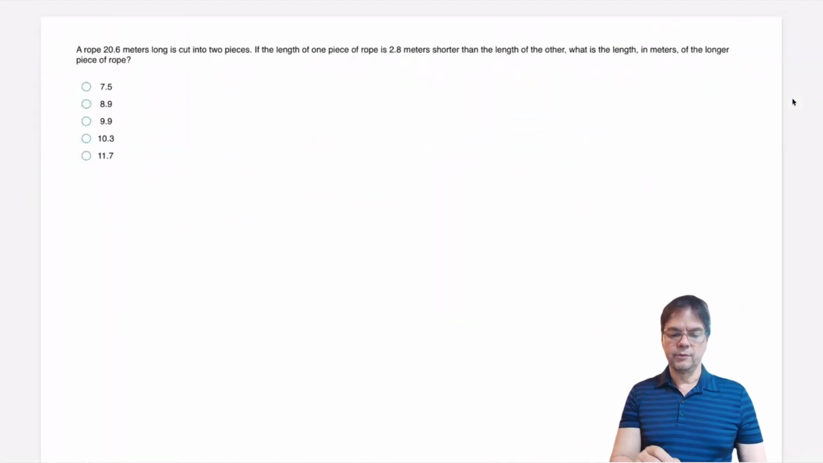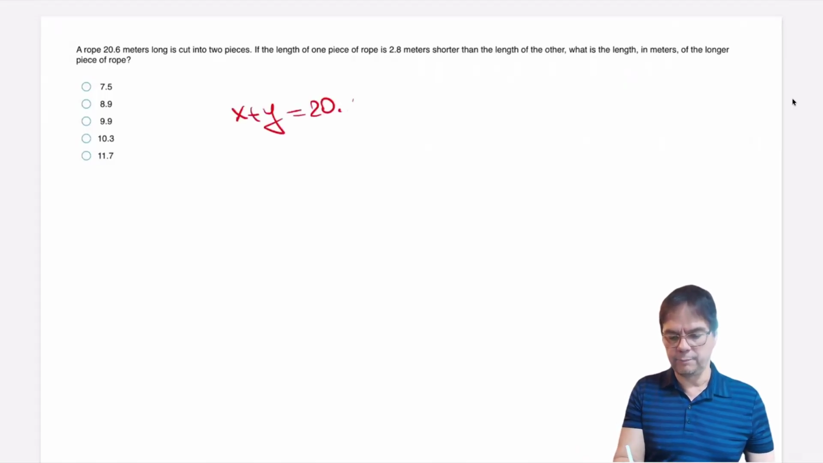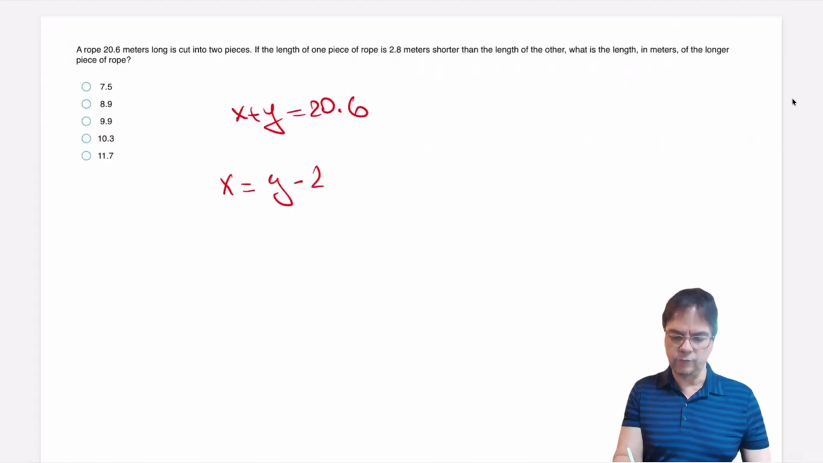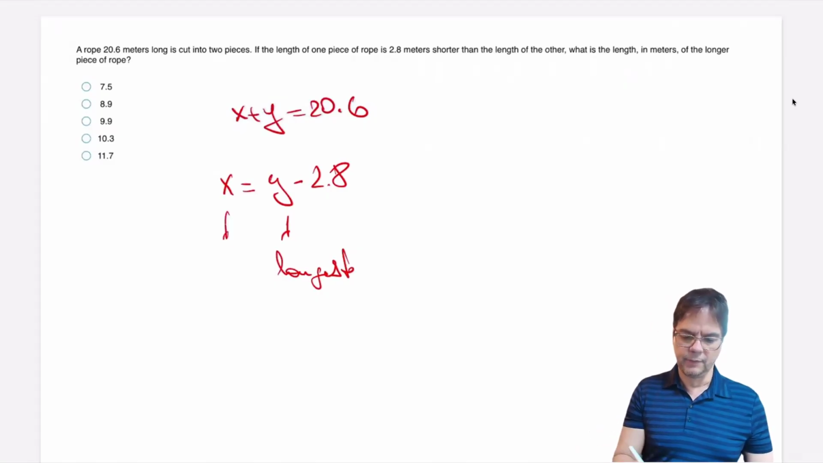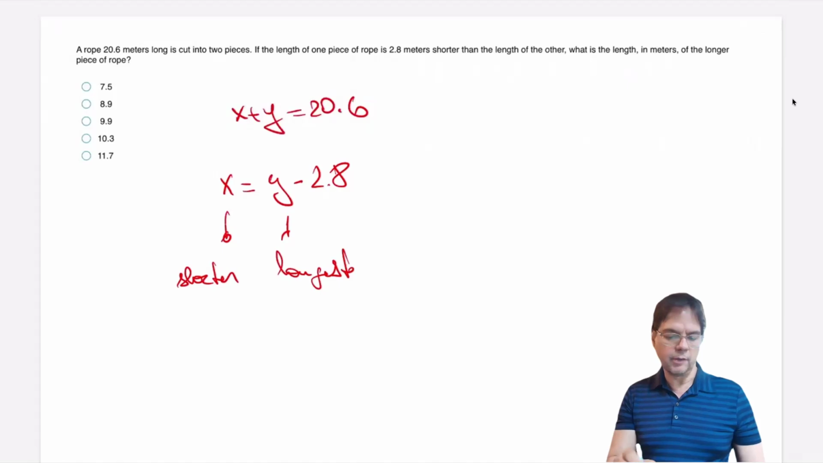A rope 20.6 meters long, okay, this is 1 minute and a half, is cut in 2 pieces. So x plus y is equal to 20.6. If the length of one piece is 2.8 meters shorter than the length of the other, so y minus 2.8. So I'm assuming this is the longest, and this is the shorter. What is the length in meters of the longer?